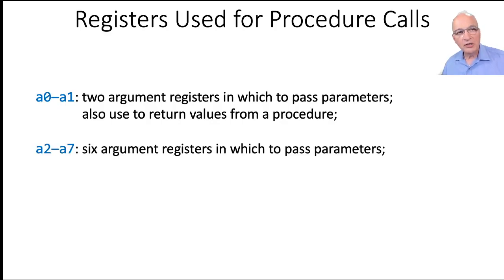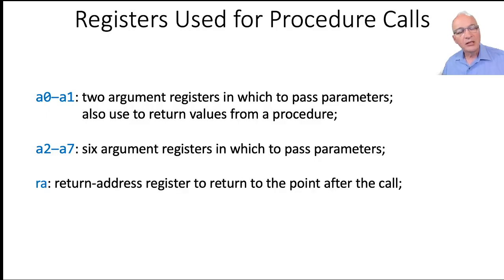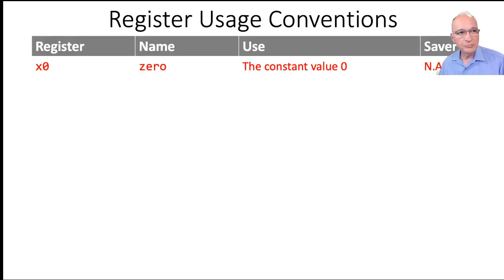I have more argument registers. I have A2 to A7 as another six argument registers that I can use to pass parameters to a procedure. There is also RA, the return address register, that returns to the point after the call.